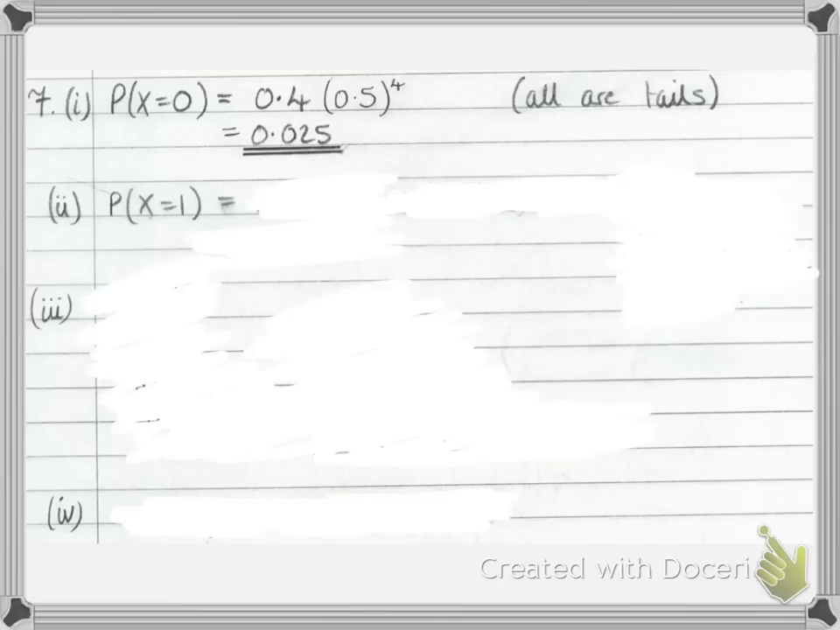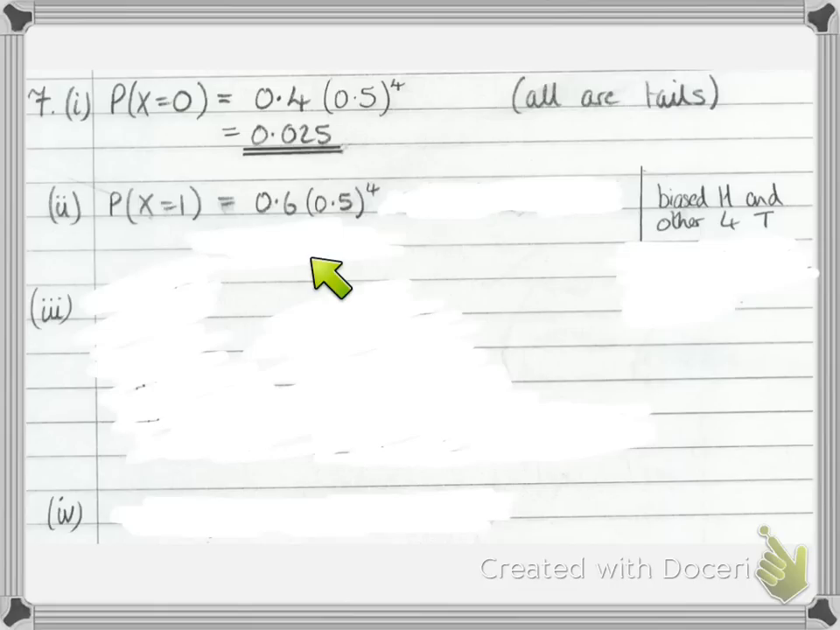So then moving on to part 2, and we're looking for the probability that x equals 1. So that means that we want one of the coins to be heads. It could be that the biased coin is heads and the other 4 are tails. So for the biased coin to be heads, that's 0.6, and for the other 4 to be tails, just like before, that's 0.5 to the power of 4.